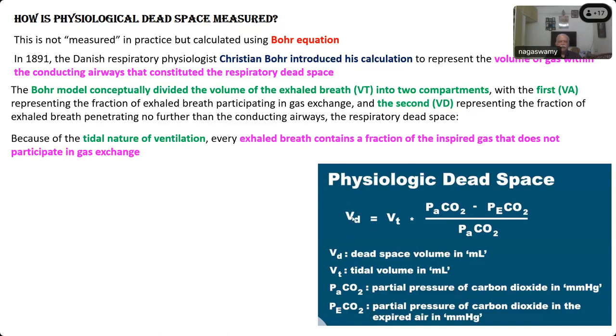VD, the dead space volume, is equal to tidal volume multiplied by arterial carbon dioxide minus end-tidal carbon dioxide, divided by arterial carbon dioxide tension. If you use this formula, you can calculate the physiological dead space. It is not actually measured, because these parameters you can measure. You know the arterial carbon dioxide by doing an ABG. You can measure end-tidal carbon dioxide using a capnogram, and you can measure the tidal volume using the spirometer. So these values are measured and then you use the formula to calculate the physiological dead space. It is not actually measured.